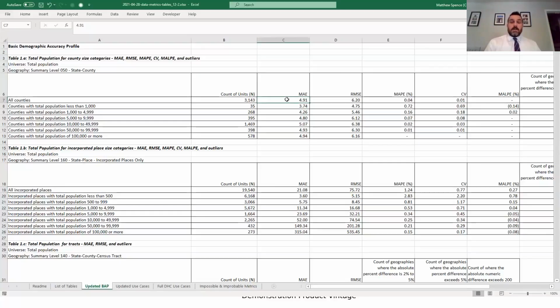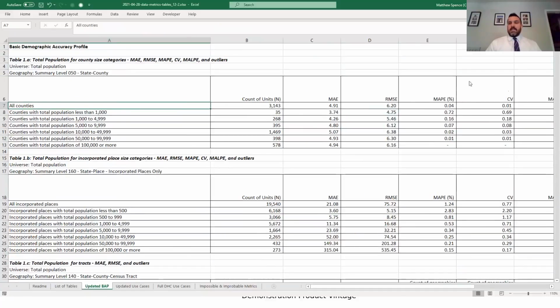So we can measure the accuracy in a couple of ways. The first one I'm going to start with is here, mean absolute error, MAE. And you can see here, this is the total population for counties. We've got all counties here on row 7. I'm going to actually zoom in a little bit so everyone can see. I hope that's big enough. We've got total population for counties. We've got an MAE of 4.91.